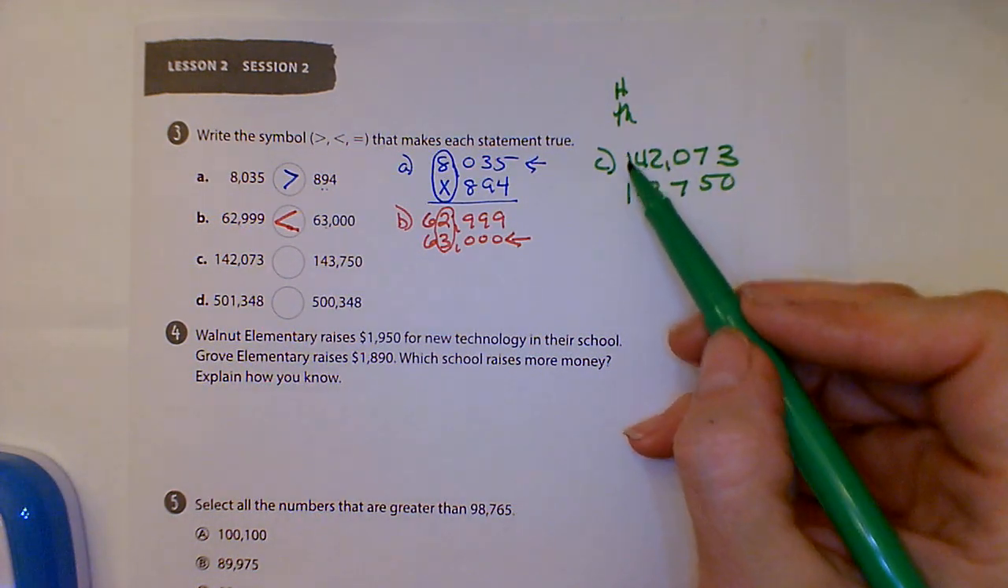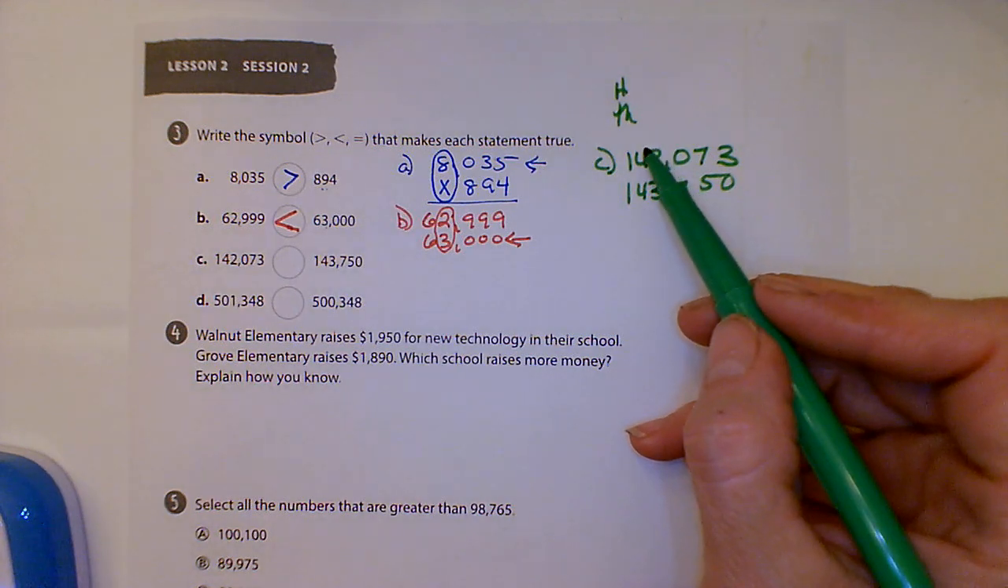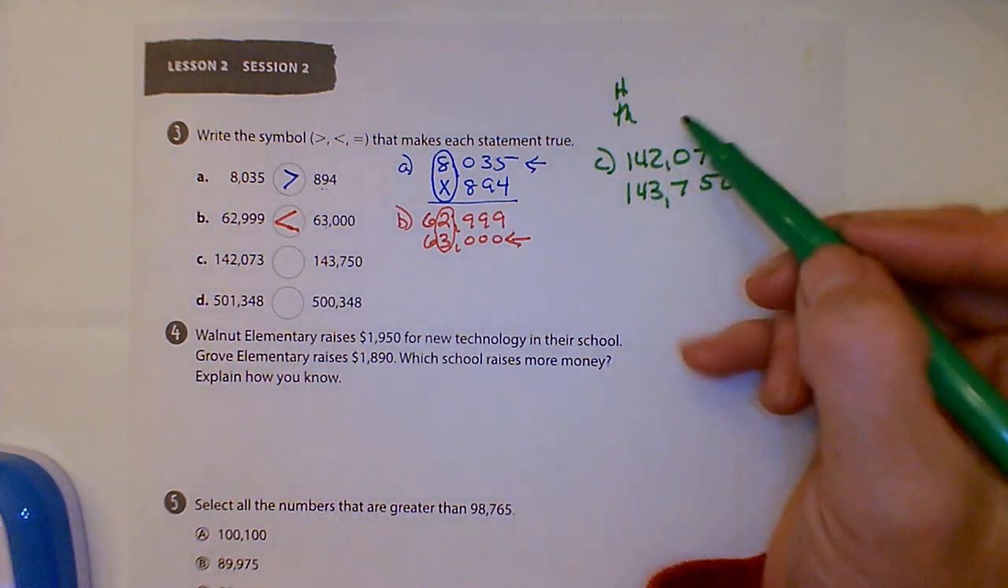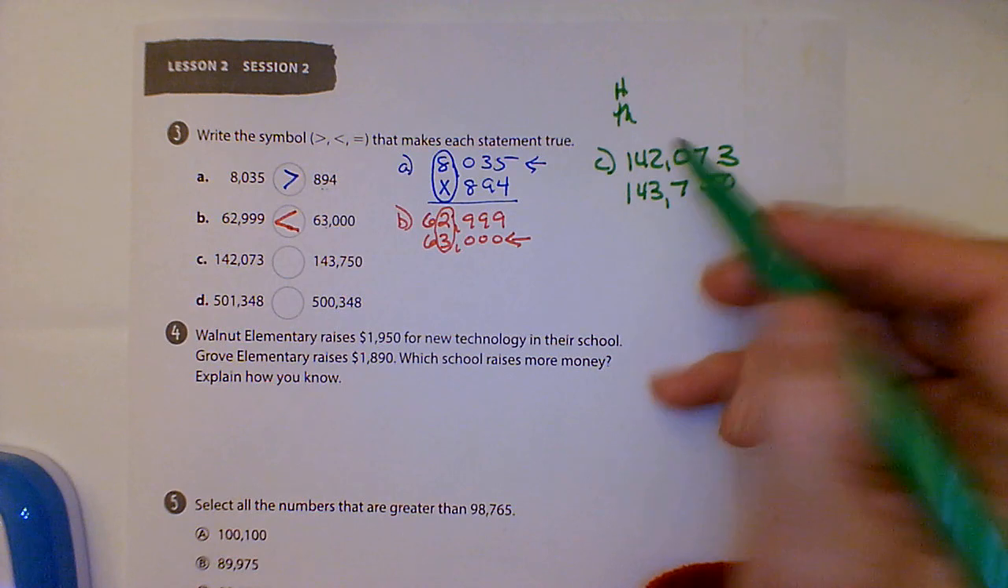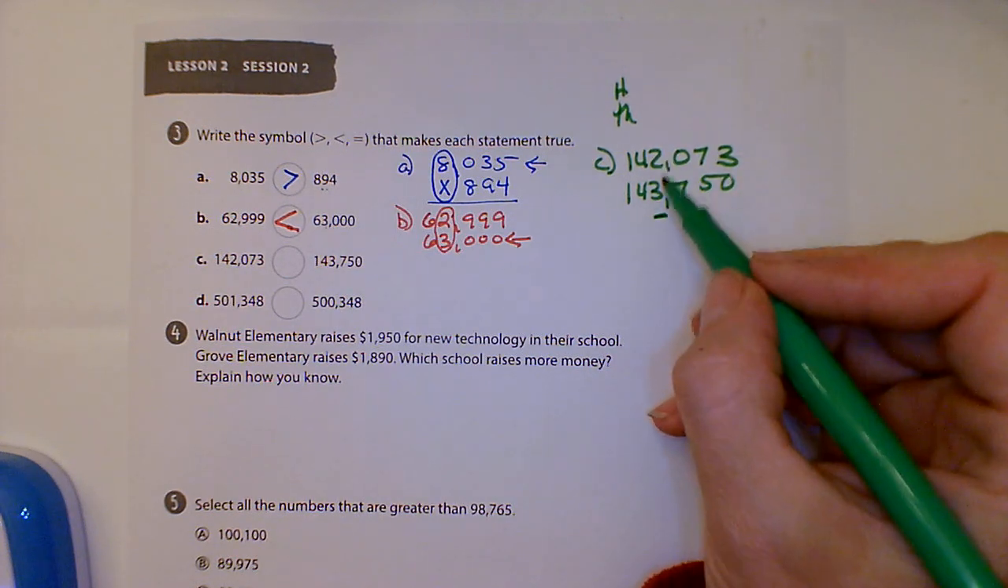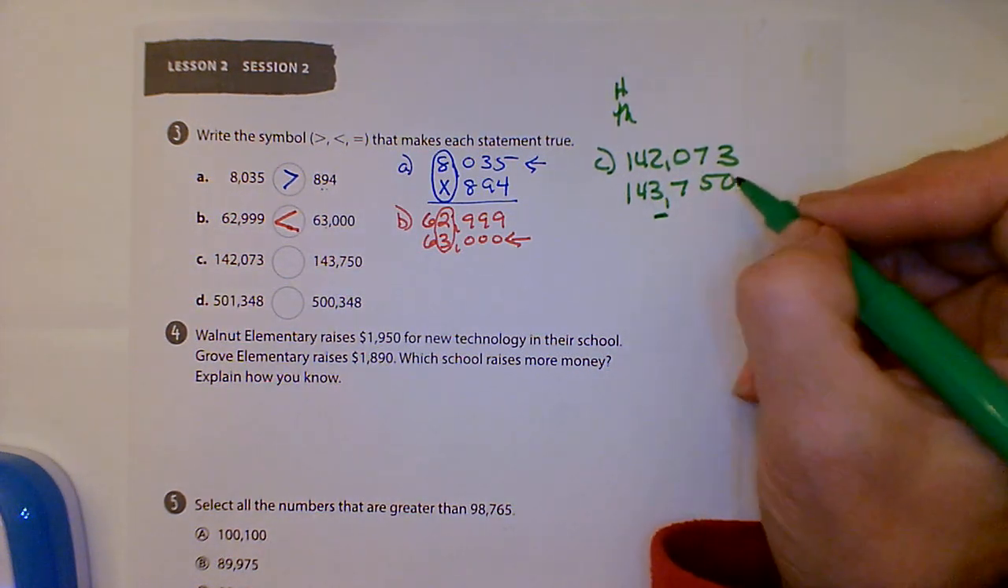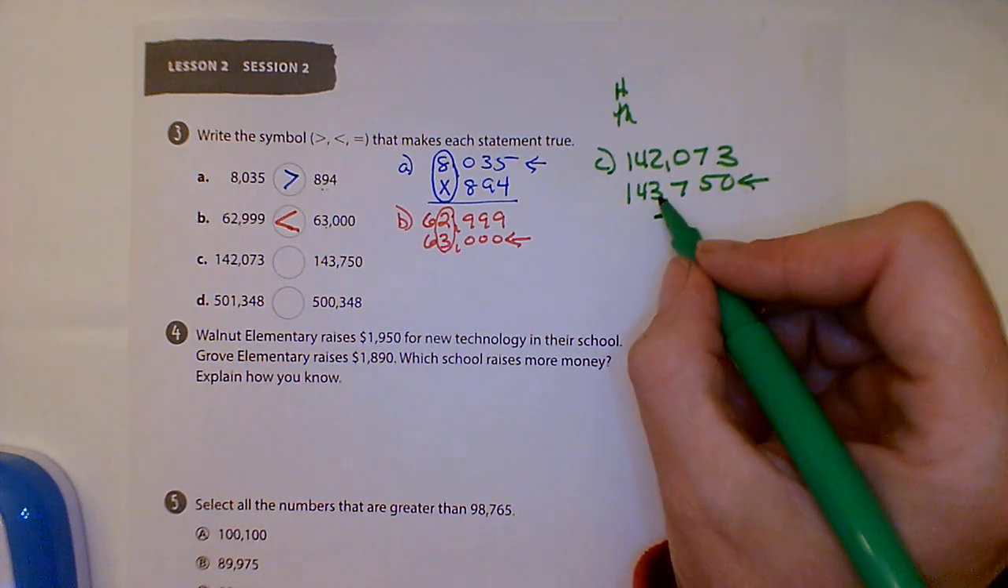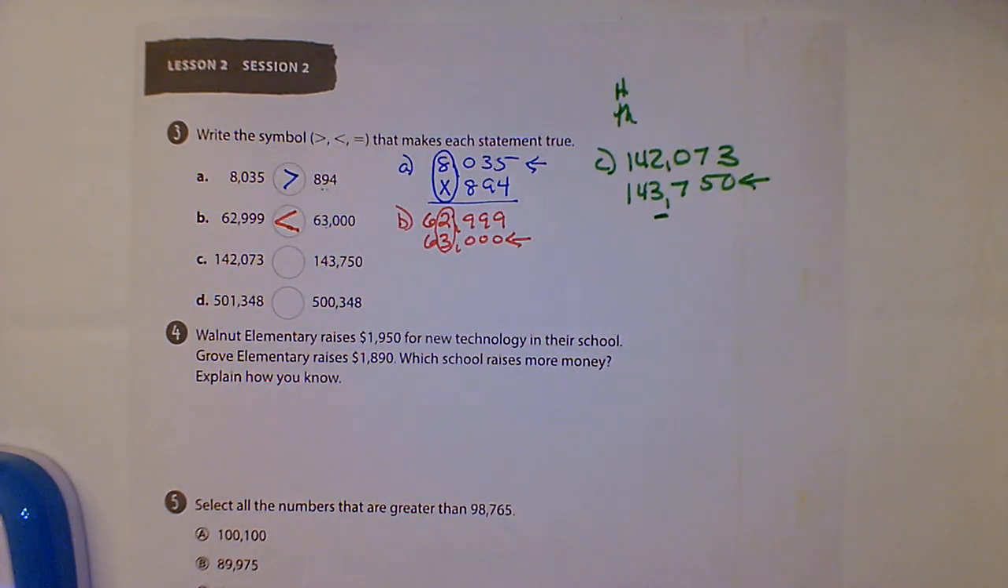All right, my 100,000s are the same. My 10,000s are the same. My thousands, however, are different. 3 is greater than 2, and so I know that this one is bigger. So 3,000 is larger than 2,000.